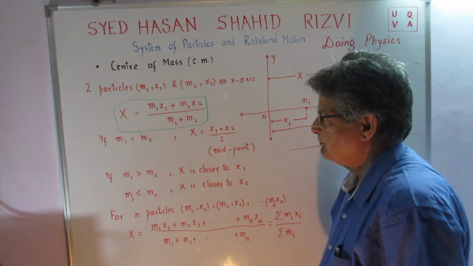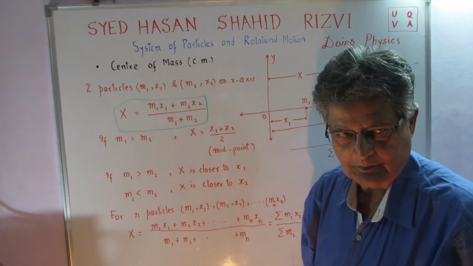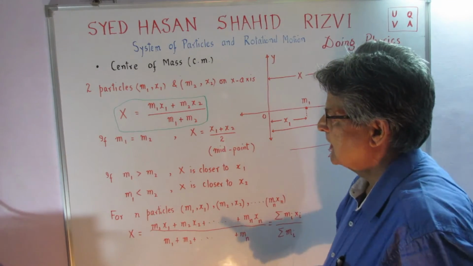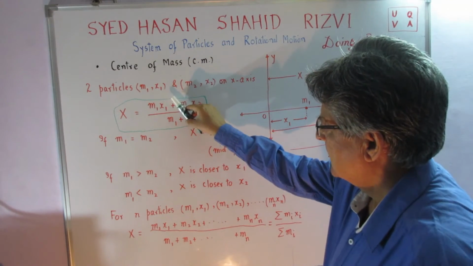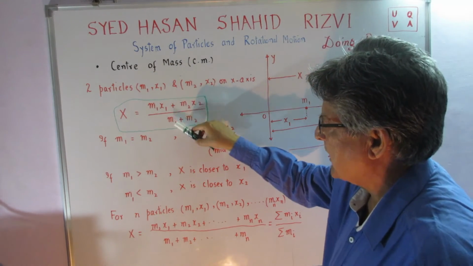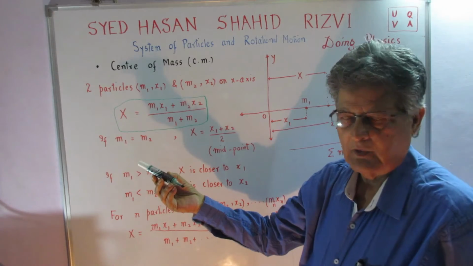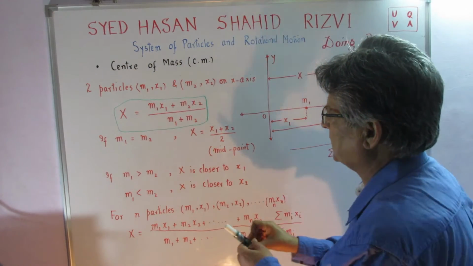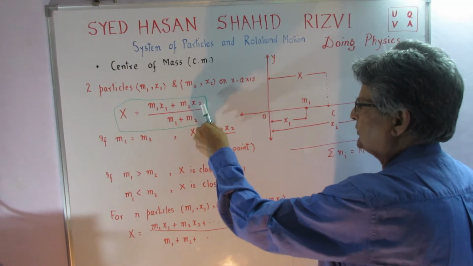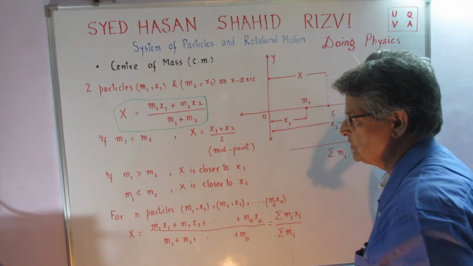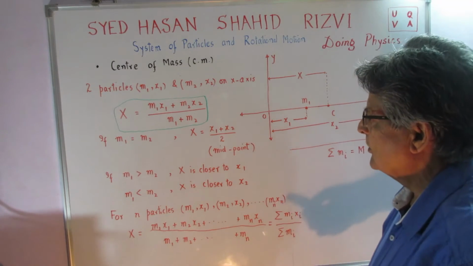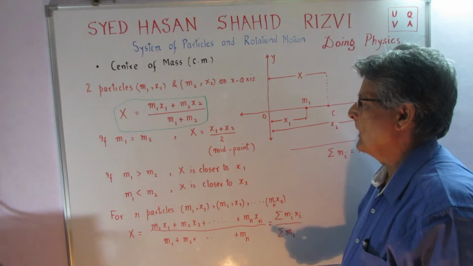Let us see if there is only one particle of mass m1, then what happens? Its center of mass is m1 x1 upon m1, which is x1. If we have another single particle over here, then I can say m2 x2 upon m2. So the center of mass lies at the location of the particle.